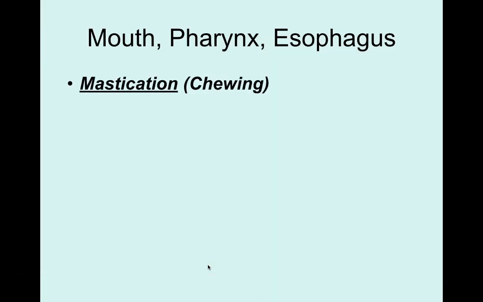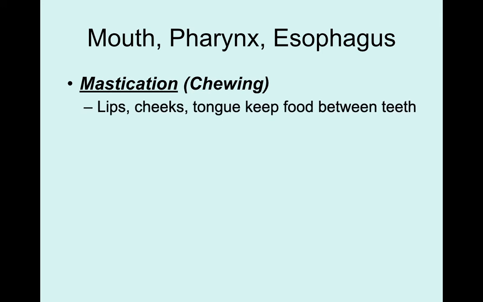Okay. Another name for mastication is chewing. So our lips, our cheeks, and our tongue help to keep the food between the teeth so that we can chew it and mechanically process it.